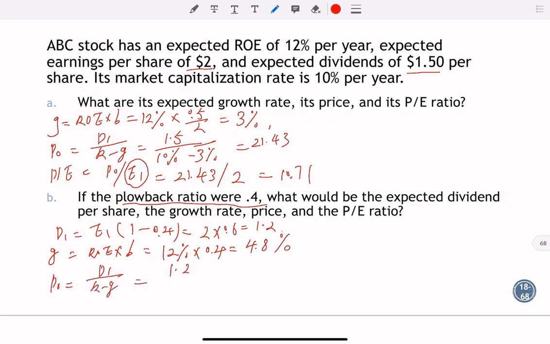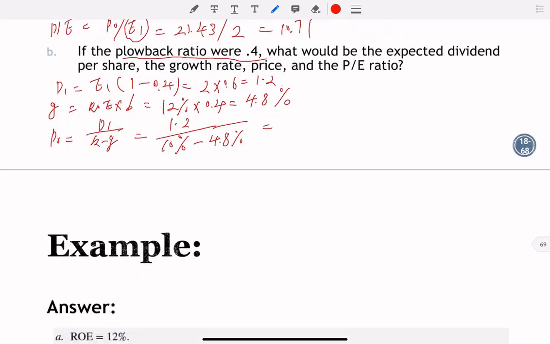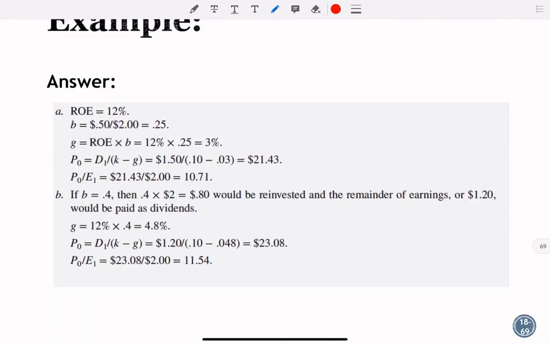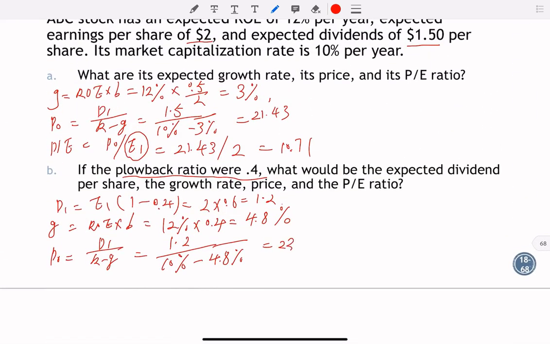Now we use the dividend discount model. We have 1.2 divided by the same market cap rate minus 4.8%. This should be 23.08. What else?